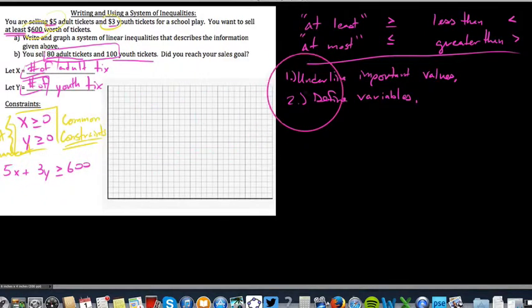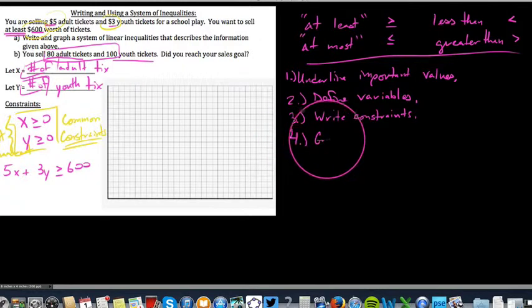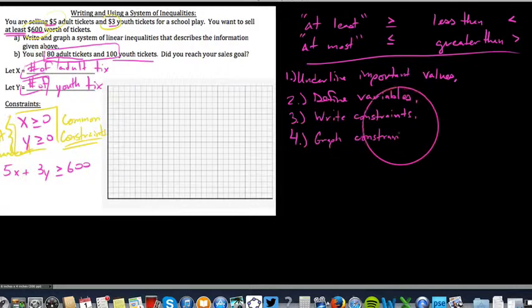Okay, so once you've got your constraints written, write the constraints, I suppose, would be the third thing we did there. We're going to graph the constraints. And I'm going to make some suggestions here when we do this, of course. But the first thing I recommend is this: go ahead and graph the lines associated with these. We'll shade last.